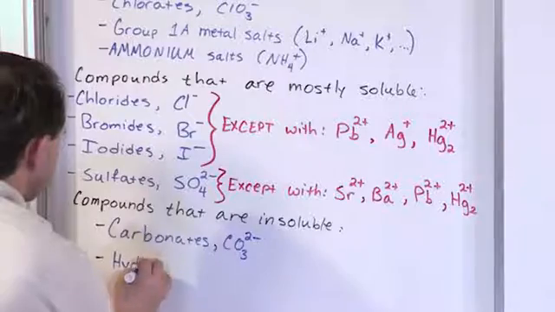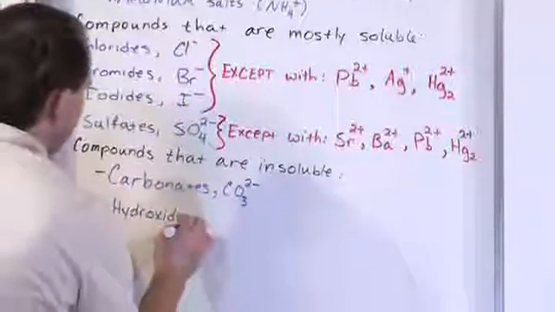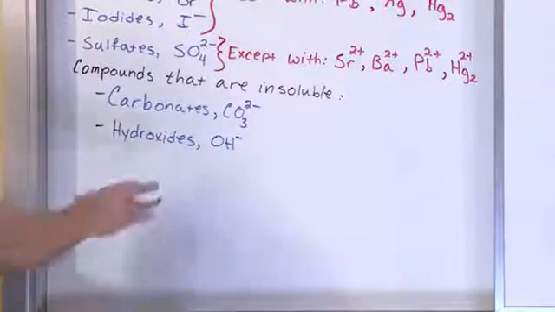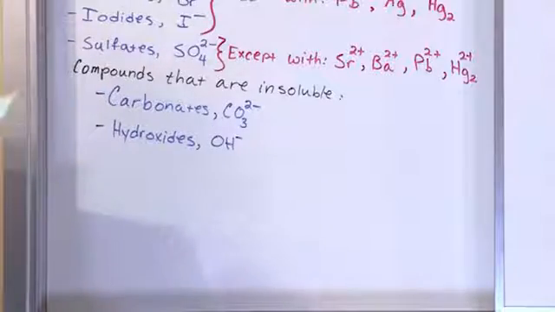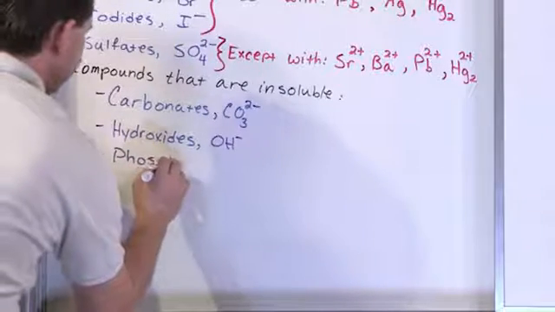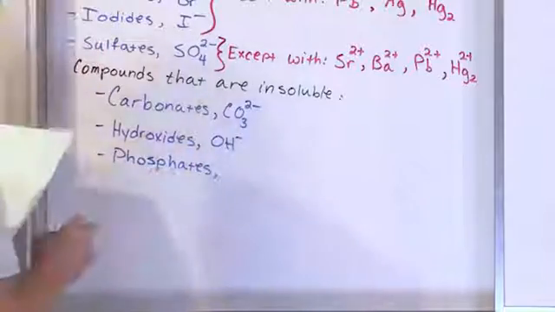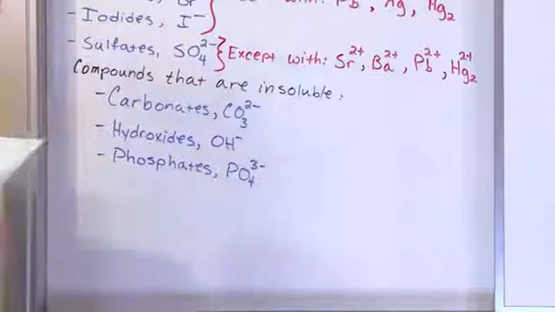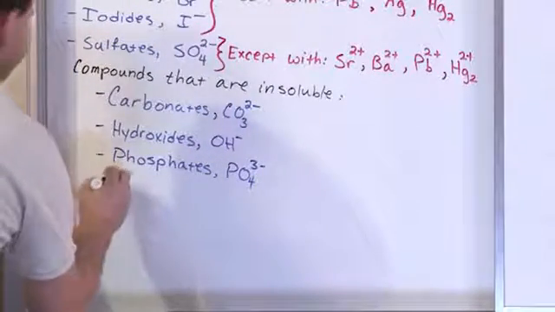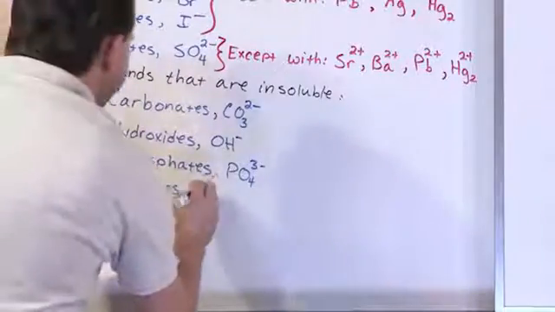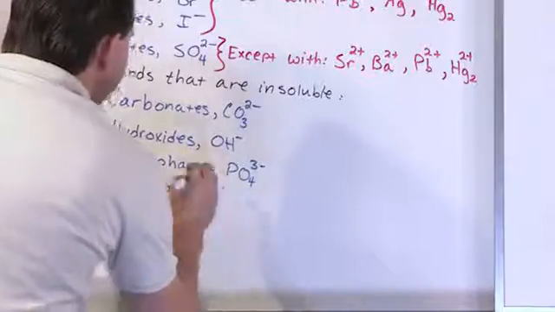Hydroxides, which you probably recognize because we've been doing that a lot with acids. These are OH negative. And I'm going to come back and talk about the hydroxides a little bit in a second because you're probably wondering why they're insoluble. We'll talk about that in just a second. We have phosphates. And these guys are PO4, anything with PO4 at the end, and it likes to have a -3 charge. And then we have sulfides, which are anything with S at the end, and they like to have a charge of -2.